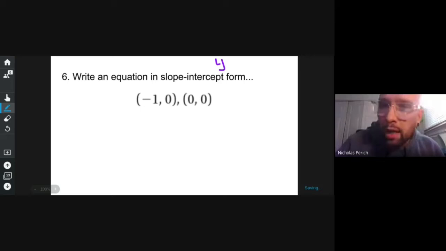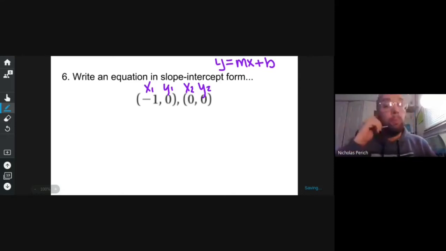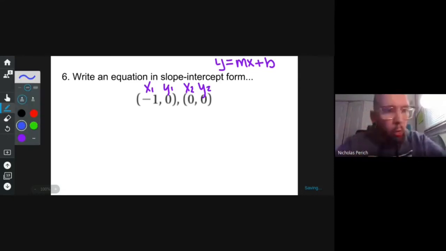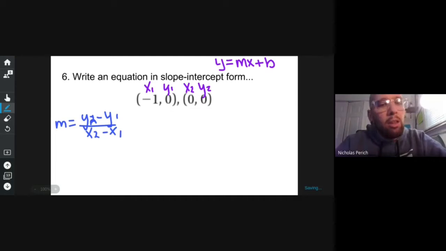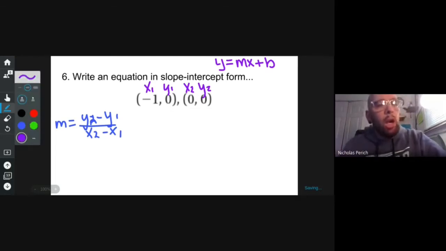Write an equation in slope-intercept form. Slope-intercept form is y equals mx plus b. What I have to do first is the slope formula, which means I label my points x sub 1, y sub 1, x sub 2, y sub 2. I write out my slope formula, which is m equals y sub 2 minus y sub 1 over x sub 2 minus x sub 1.